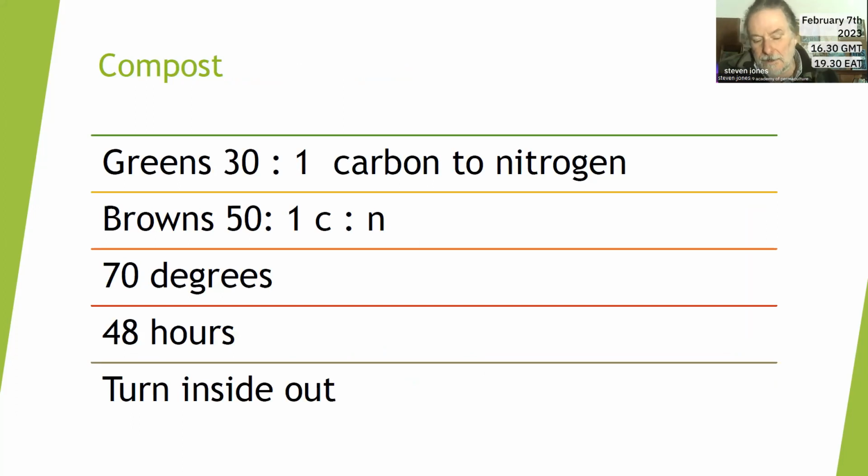So according to Elaine Ingham, the greens are about 30-to-1 carbon to nitrogen. Everything's got a lot of carbon in it because that's what organic matter is made out of. The browns might be 50-to-1. We build compost heaps together in layers. Brown, green, brown, green, brown, green. We think about creating the right humidity. It needs to be moist, not wet. It needs to be aerobic.